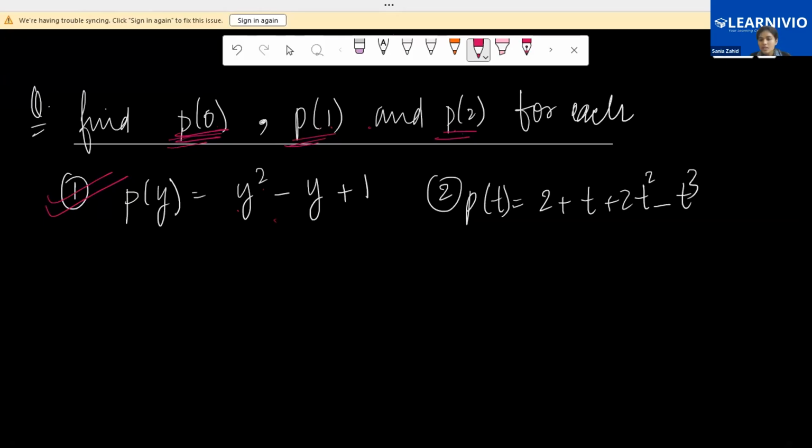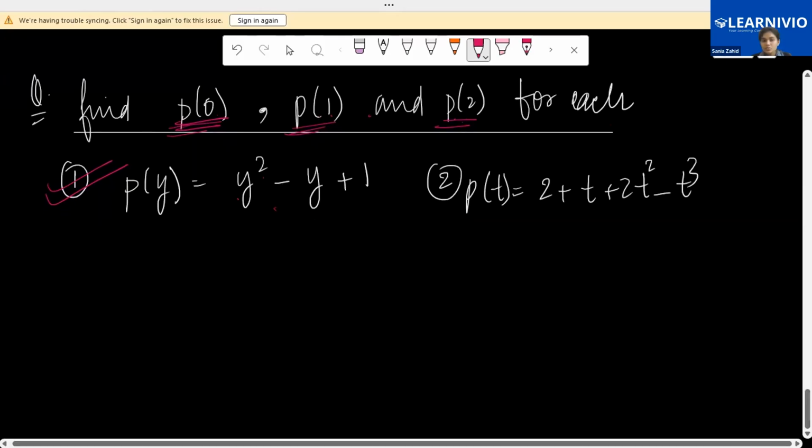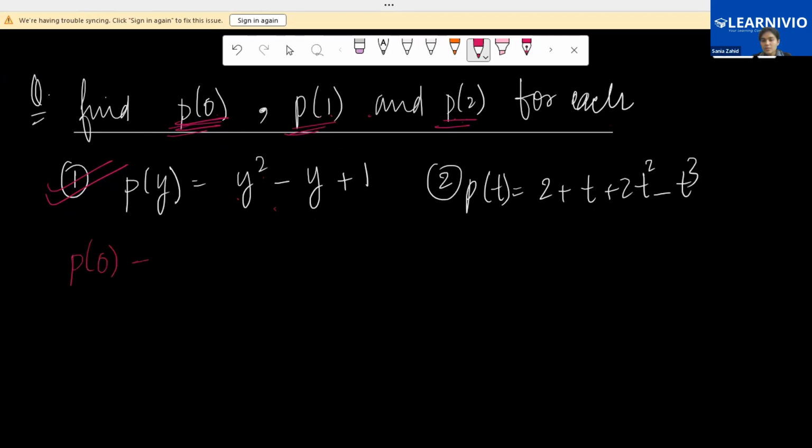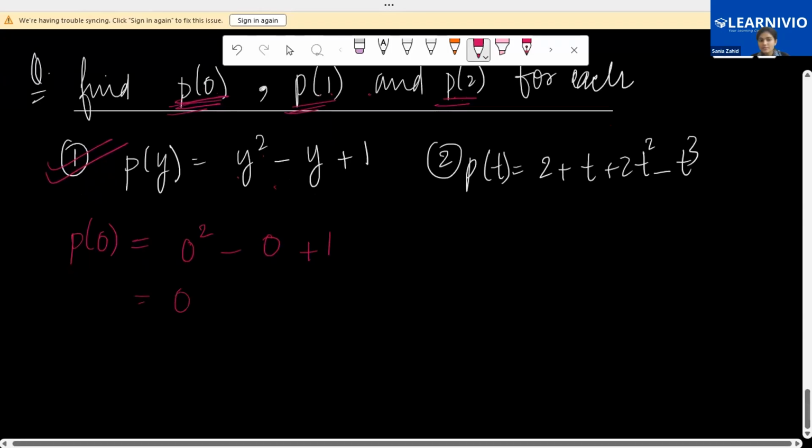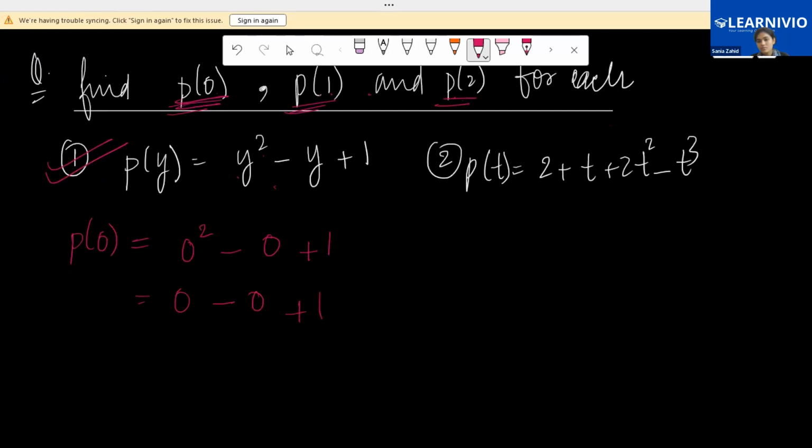Okay, so let's discuss. The first value you put is P0. So P0, tell us, Umema, tell me what is the value for P0? You're asking me the answer? Yes. I got 1. No, tell me the method also. How did you solve it? 0 square minus 0 plus 1. 0 square is 0. 0 minus 0 plus 1, which is 1.